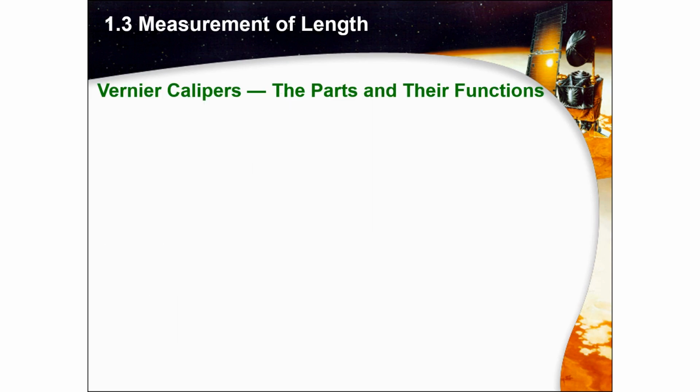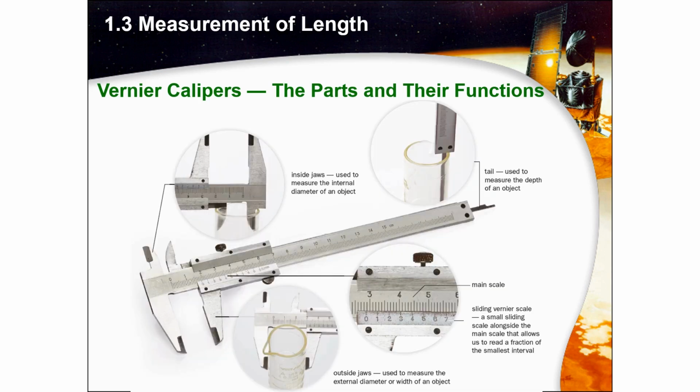Next, about vernier calipers. If you see the vernier calipers, you will put the objects on these two sides, and then you will move the inside jaws to measure the internal diameter of an object. And not only that, you can also check from the main scale by sliding the vernier scale, a small sliding scale alongside the main scale that allows us to read a fraction of the smallest interval. And also we have the outside jaws used to measure the external diameter or width of an object.